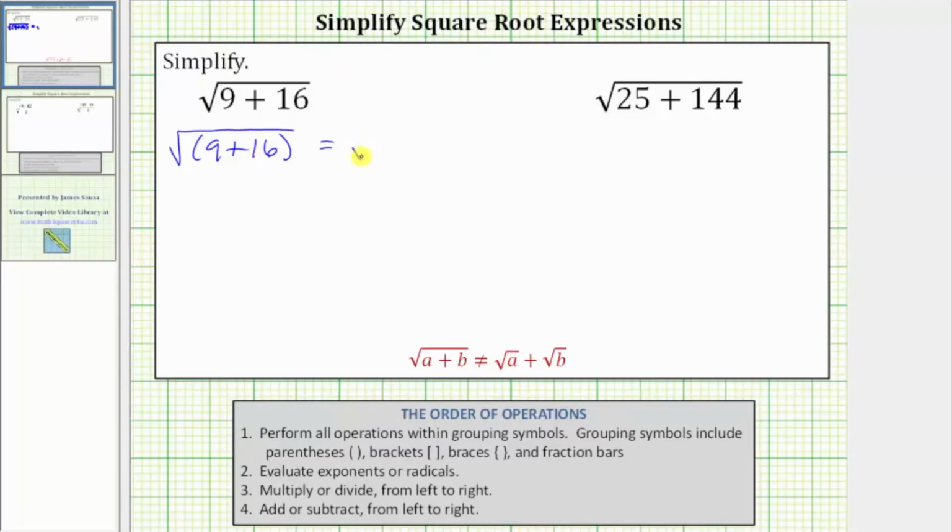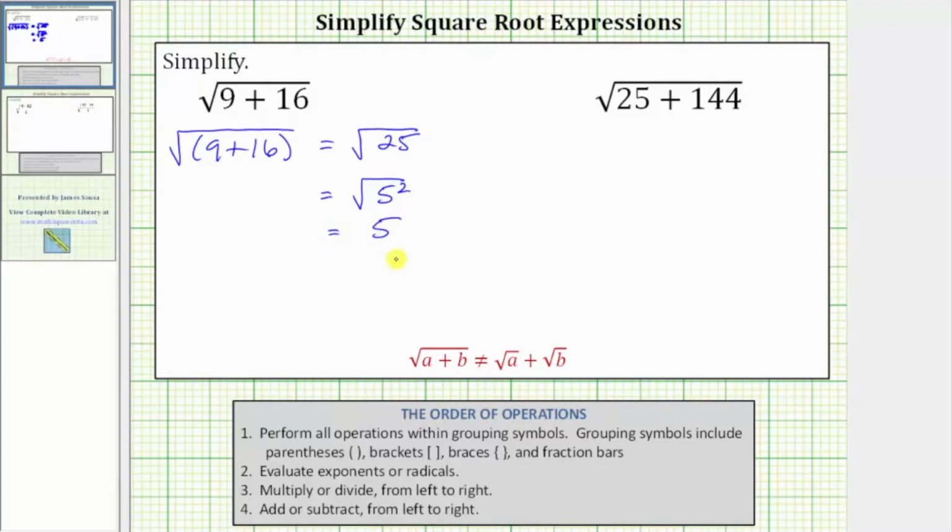This simplifies to the square root of 25. 25 is equal to 5 times 5. So if it's helpful, we can write this as the square root of 5 squared. The square root undoes the squaring. This simplifies to 1 factor of 5.